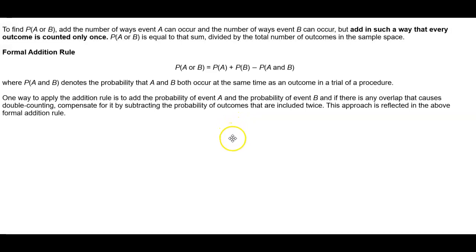Now, one way to apply the addition rule is to add the probability of event A and the probability of event B, and if there is any overlap that causes double counting, you compensate for it by subtracting the probability of outcomes that are included twice. That's why you have to subtract here. Now, this approach is reflected in the above formal addition rule.